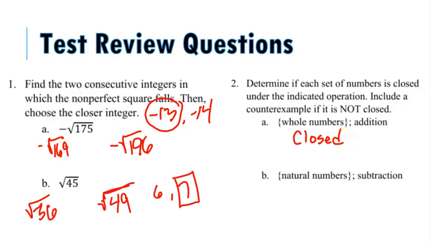And the second one, natural numbers for subtraction, which means if I take two natural numbers and I subtract them, will I always get a natural number? The answer is no, so this is not closed. And now I have to provide a counterexample. So if I take natural numbers, which are my counting numbers, let's just say I took 3 and I'm subtracting 5. 3 minus 5 is a negative 2. Negative 2 is not a natural number.